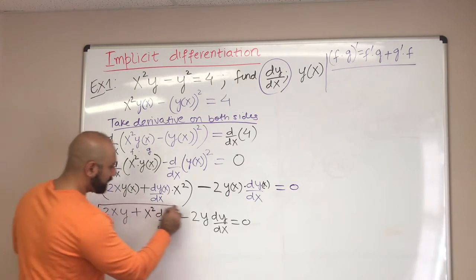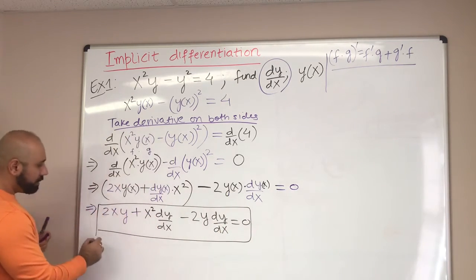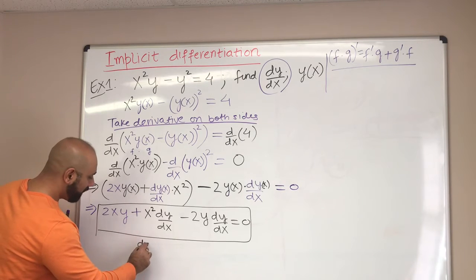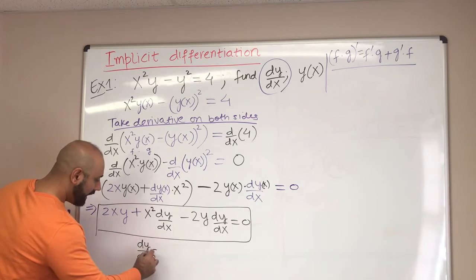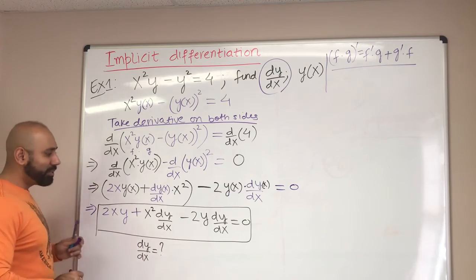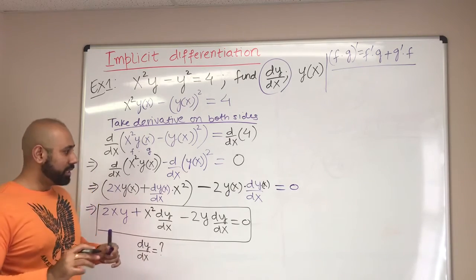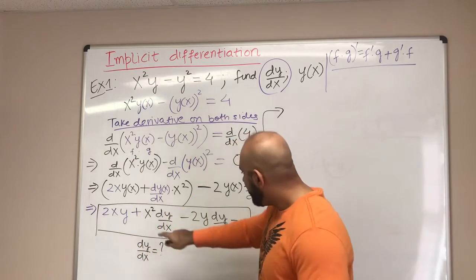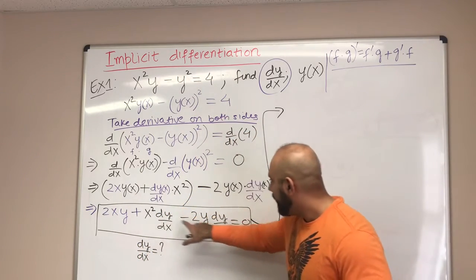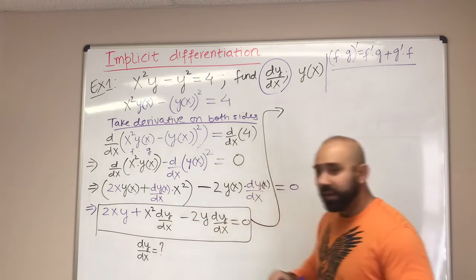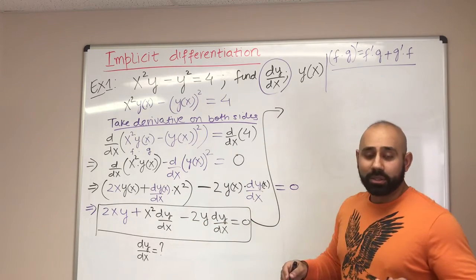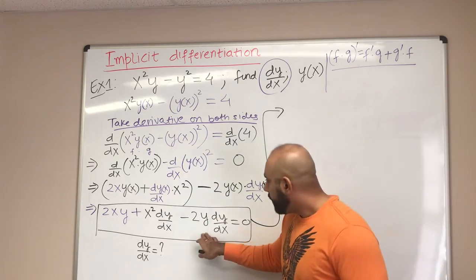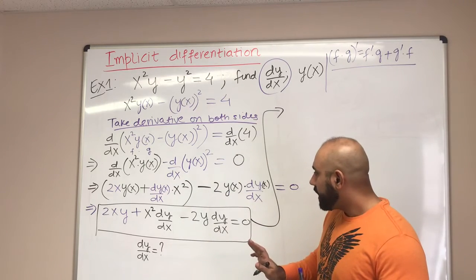So now let us focus on this equation. From this equation, keep in mind our goal is what? Our goal is to find dy over dx. And that is not too difficult because we already know how to solve algebraic equations. So from here, guys, we can clearly see that in this term and this term, dy over dx is the common factor, or basically the greatest common factor.